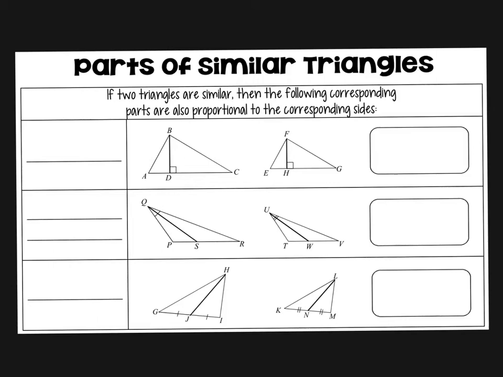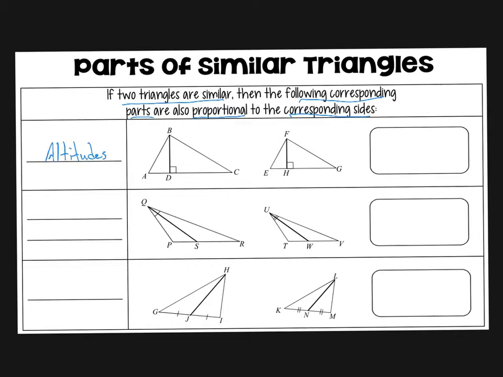In this video, we're going to be talking about parts of similar triangles. And we're going to say that if two triangles are similar, then the following corresponding parts are also proportional to the corresponding sides. So let's take a look at the first one.